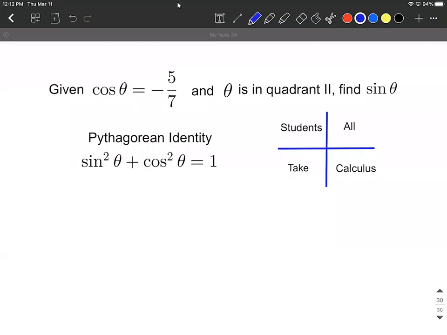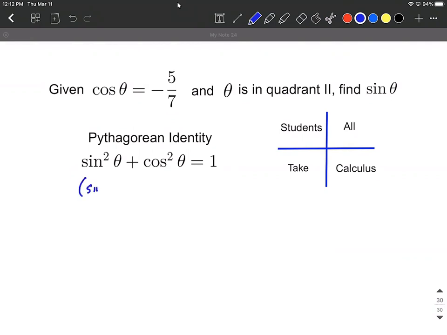Okay, let's take a look. We're given that cosine of theta is -5/7, and we've been told that theta is going to be in the second quadrant, and we're asked to find sine of theta. To do so, we can use the Pythagorean identity, which says sine squared plus cosine squared equals 1. So I'm going to plug in -5/7 for cosine of theta.